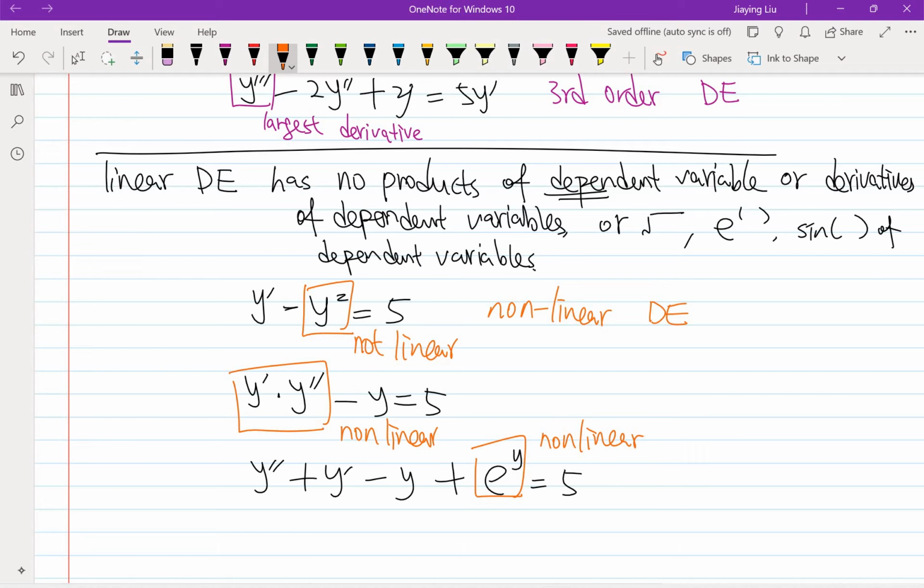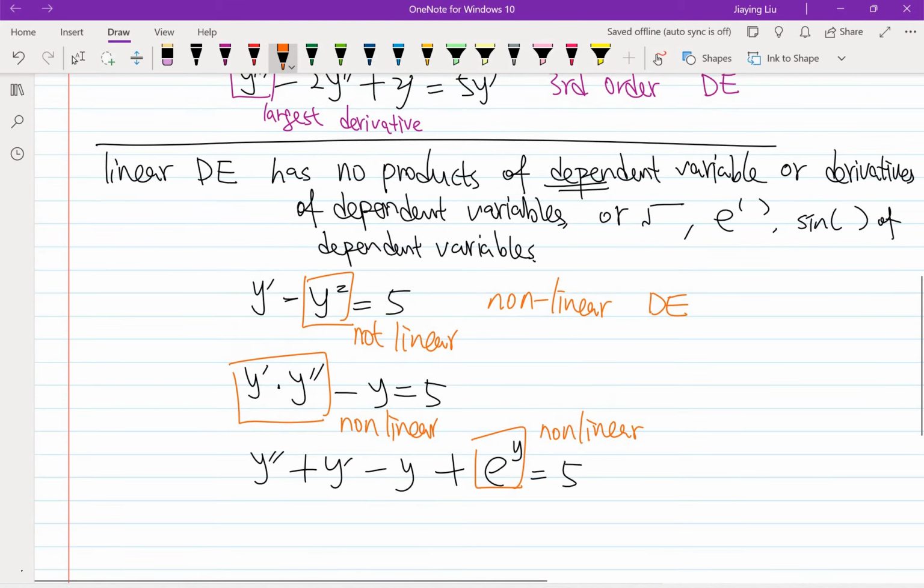That's what I meant. You cannot have products of the y. You cannot have products of the derivatives of y. You cannot have a square root of y or e to the y. That will make it nonlinear. Now, what makes it linear?